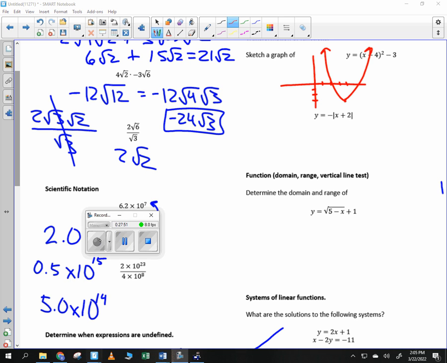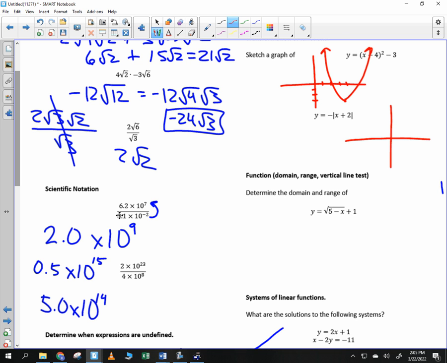Okay, there's my 2 cents. Here we go. How about this shape? What does that shape look like? Close, not a line. A V. Upside down or right side up? Upside down. Shifted to the left 2.